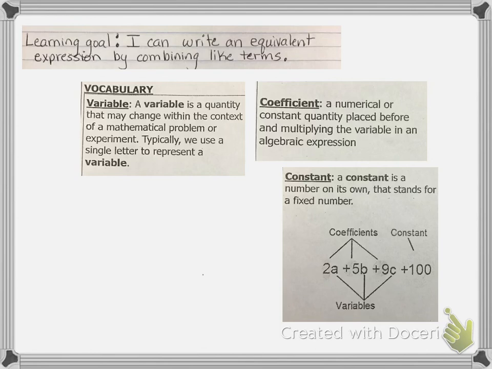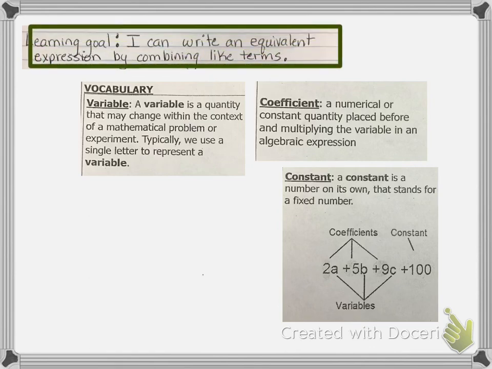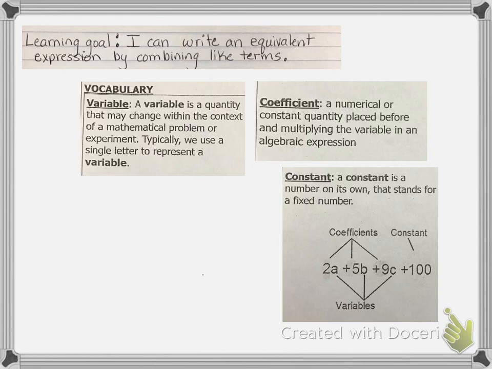Today we're going to be working on writing equivalent expressions by combining like terms. So our learning goal is right at the top here. Before we can do that, we are going to look at some vocabulary and review some vocabulary. Variable. A variable is a quantity that may change within the context of a mathematical problem or experiment. Typically, we use a single letter to represent a variable.